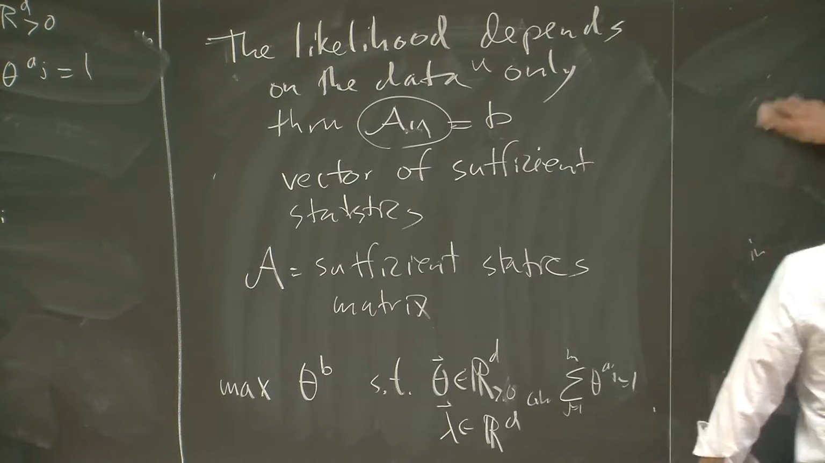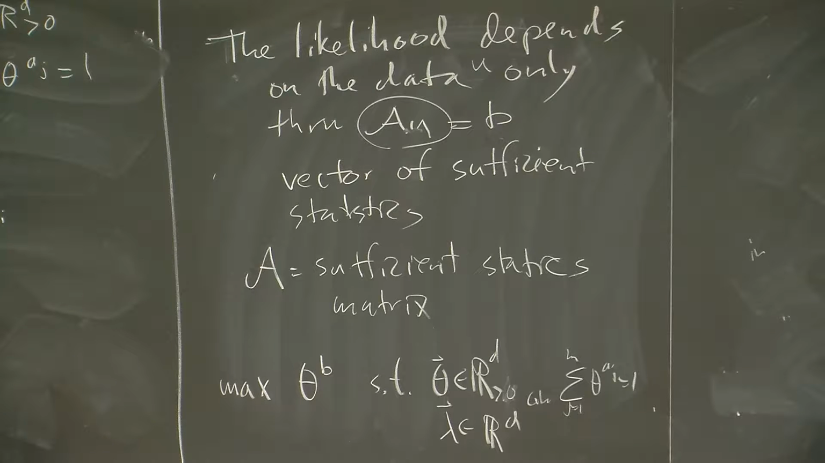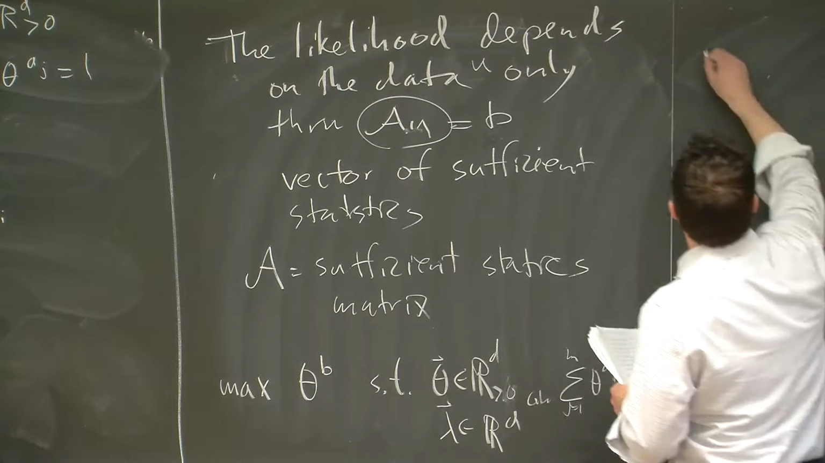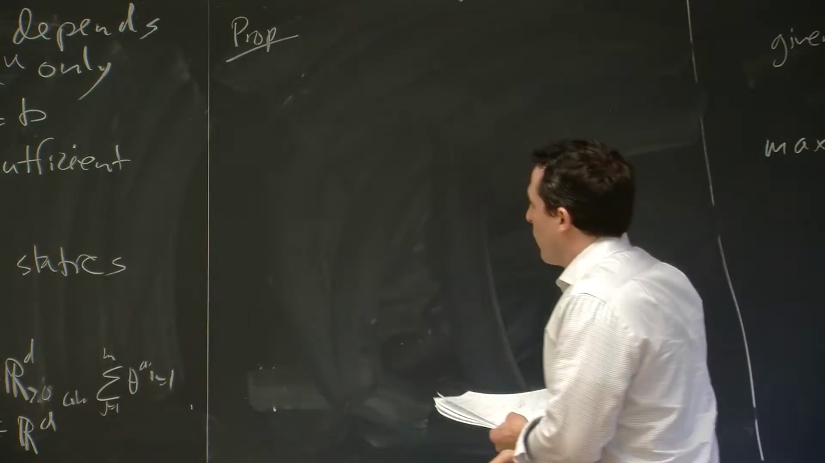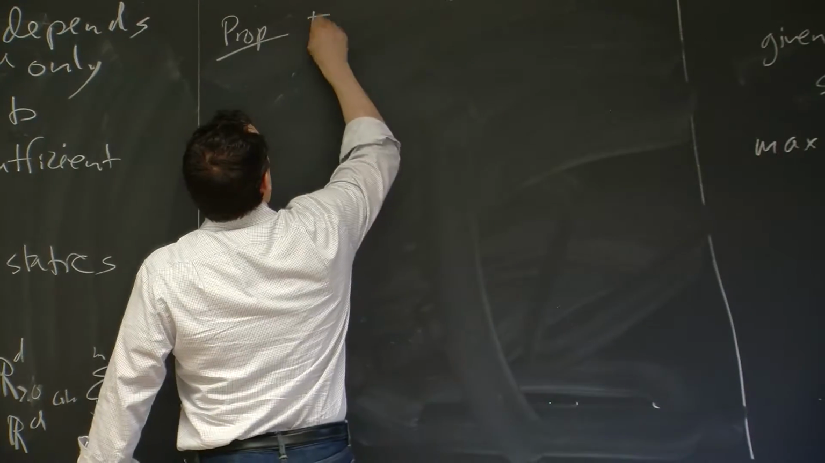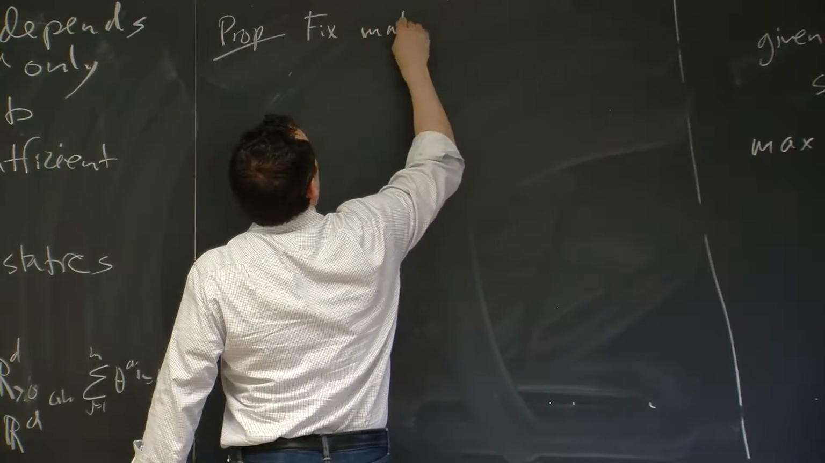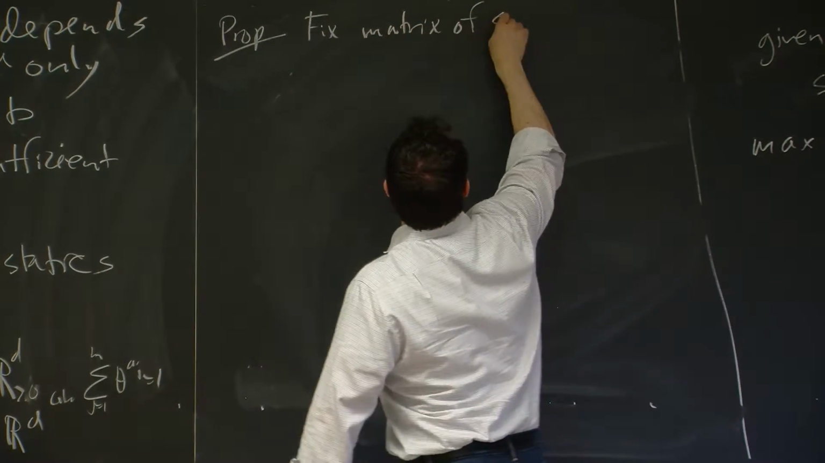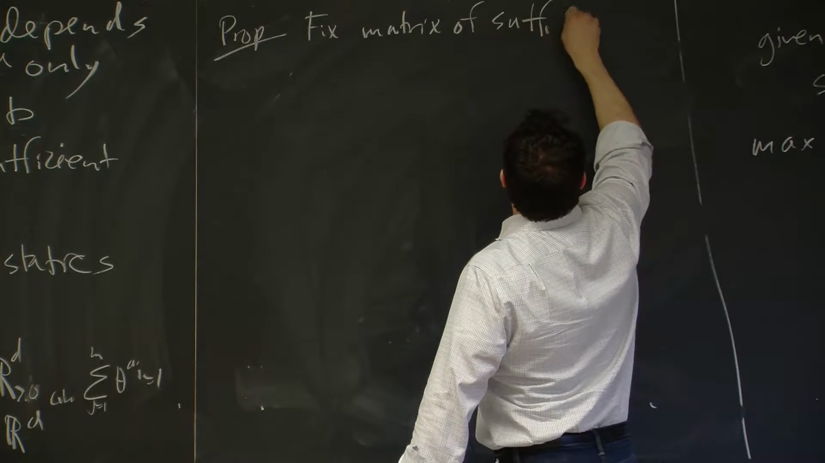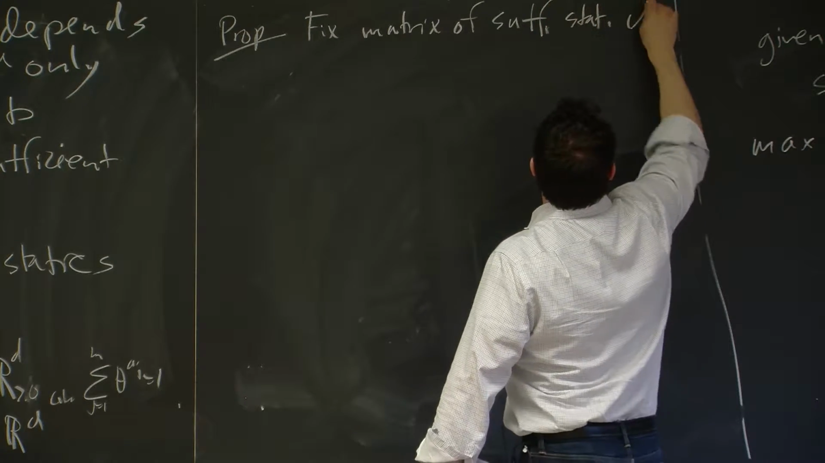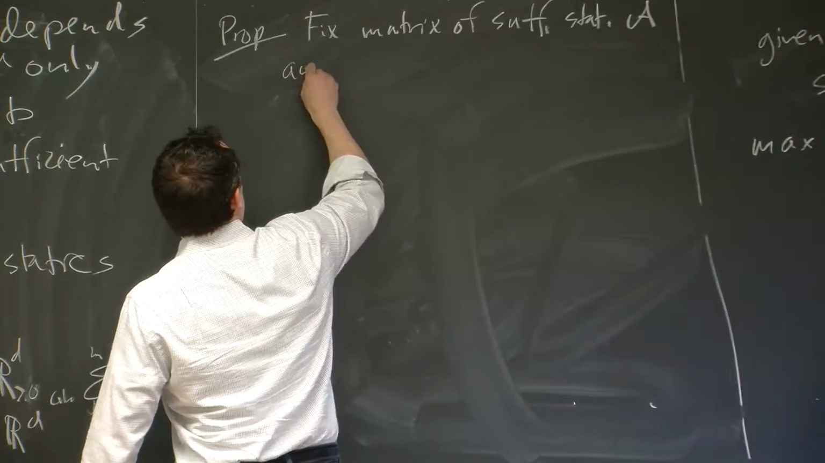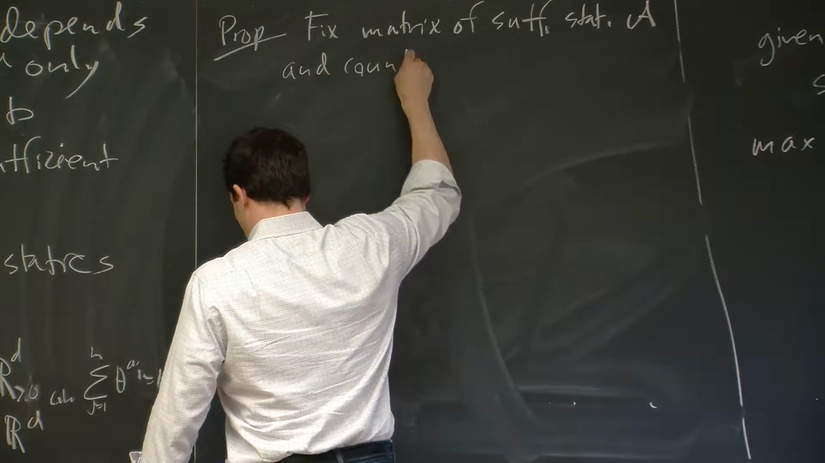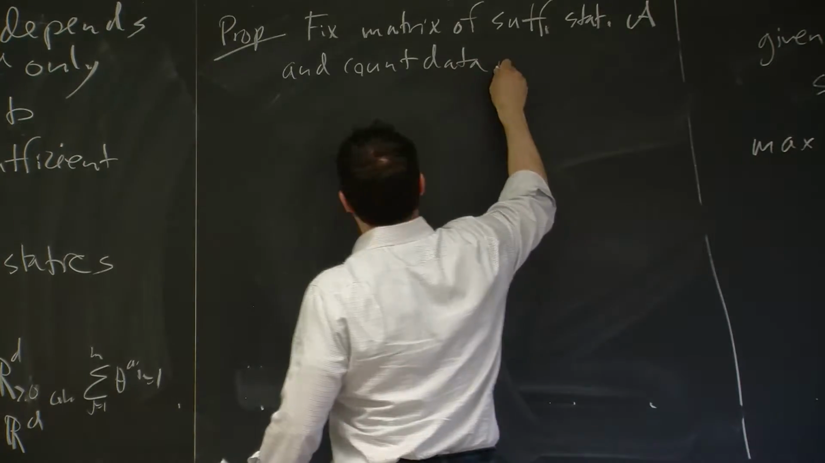So set up this way, I'm going to give you a couple of facts or propositions. We haven't had a lot of propositions in this class, and I'm not going to go through the proof or anything. Well, I mean, I'll sketch the idea, but let's just explain what's going on. Okay, so proposition: fix the matrix of sufficient statistics, A, the matrix which computes sufficient statistics, and fix the counts for the cells.